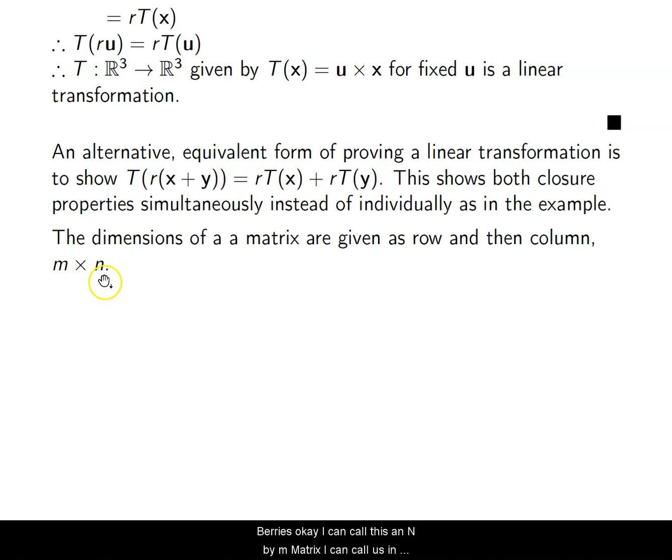I can call this an a by b matrix. Don't get stuck on m goes first, n goes second. It does not have to. It's just however you want to write it. Okay, so this is my number of rows. This is my number of columns. I have m rows, n columns.